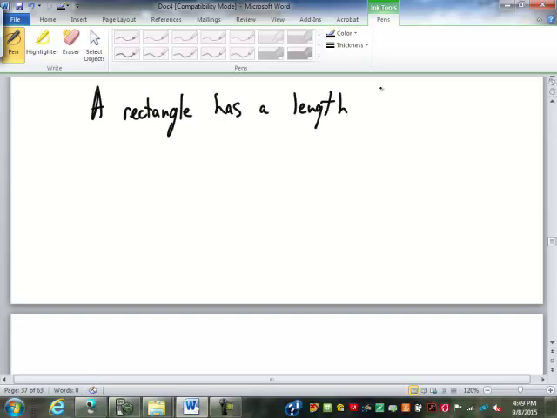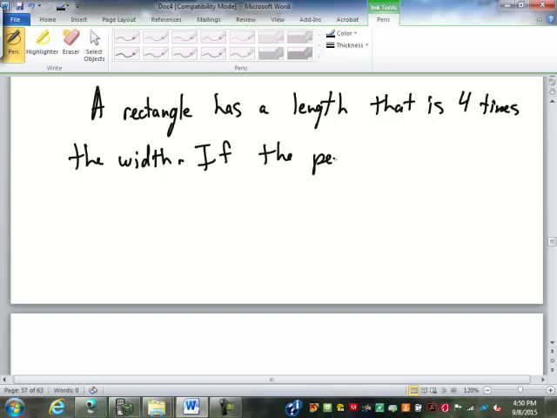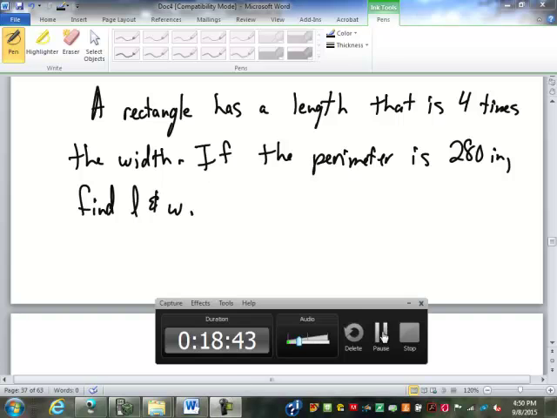So let's say a rectangle has a length that is 4 times the width. If the perimeter is 280 inches, find the length and the width. I'll give you a couple minutes to do that.